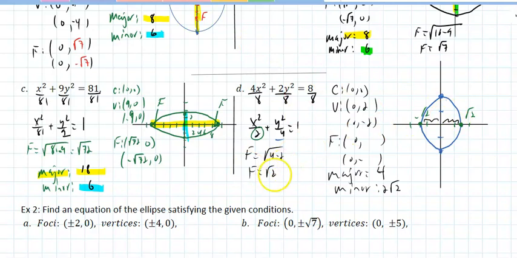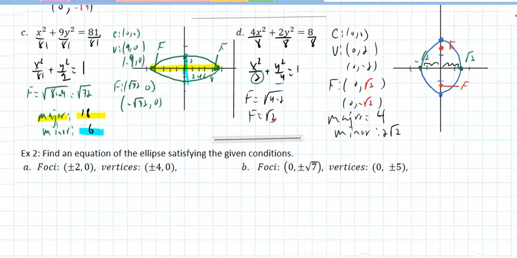So I'm going to move radical 2 from the center, and here they are, radical 2 and negative radical 2. Just a coincidence that they match the other coordinates. That's not normally the case.